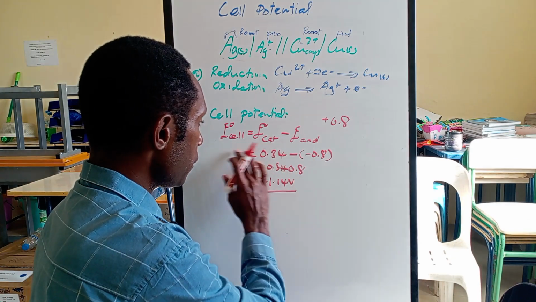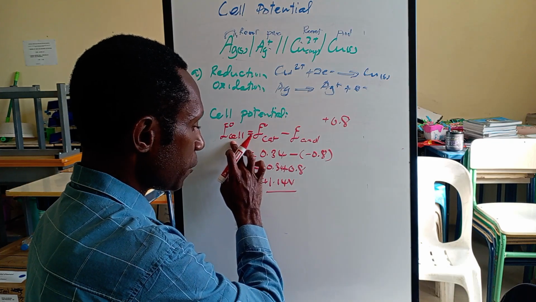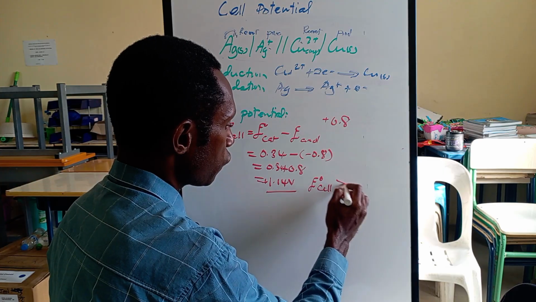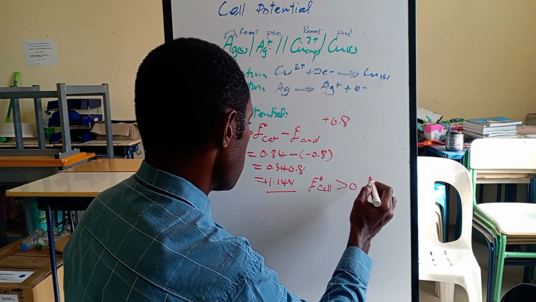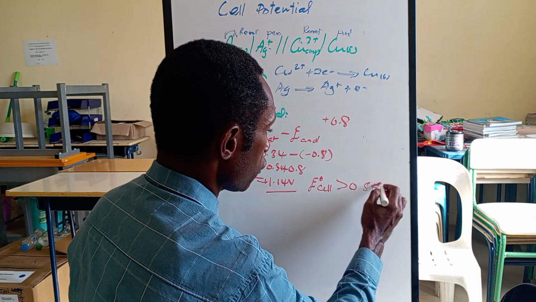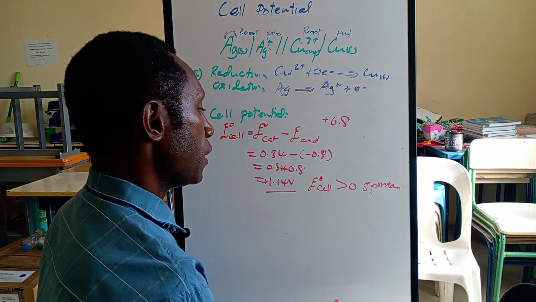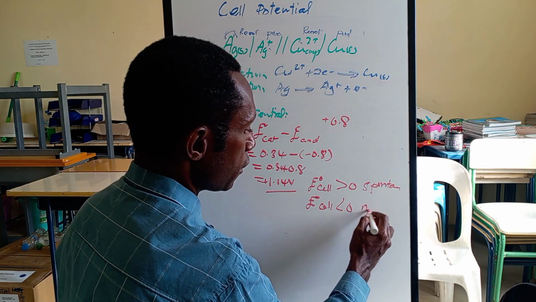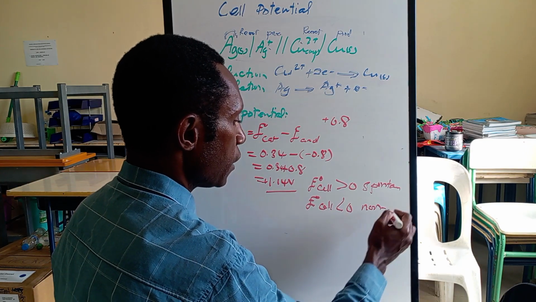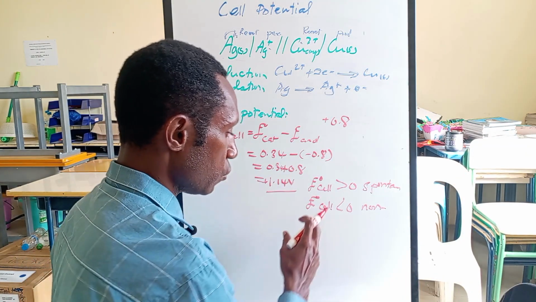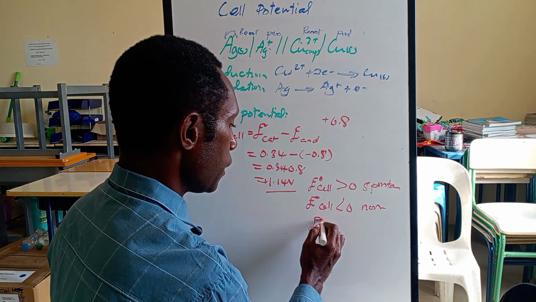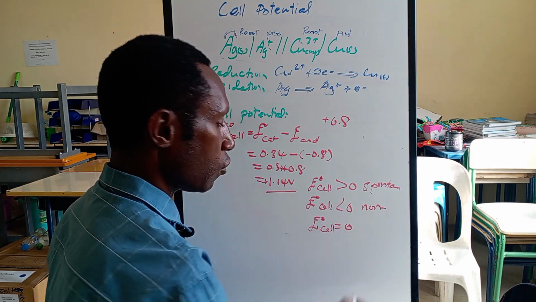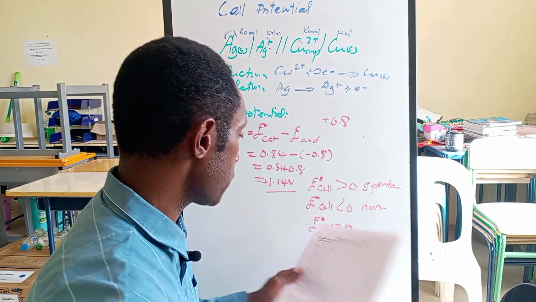What does the EMF cell potential tell us? If the cell potential is greater than 0, that means the reaction is spontaneous. And if it is below 0, it is a non-spontaneous reaction. That means you're going to use an external power source to force the reaction to take place. And if E0 is equal to 0, that means there is no net reaction. Okay, it's in equilibrium.